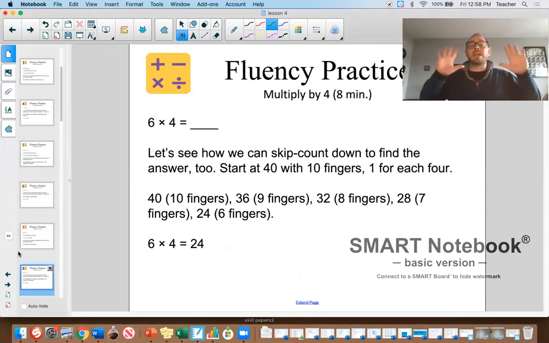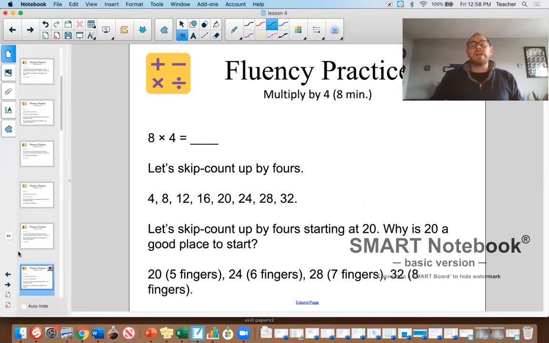Let's see if we can count down from 40 to 24. So we're going to start at our 40 and we're going to be going down. 40, 36, 32, 28, 24. So I've got my 6 fingers and I know I ended at 24 in my skip counting. So 6 times 4 is 24. Great work, grade 3s.